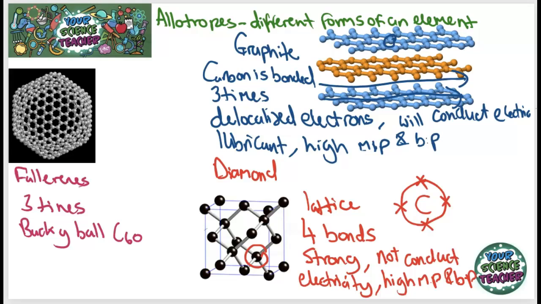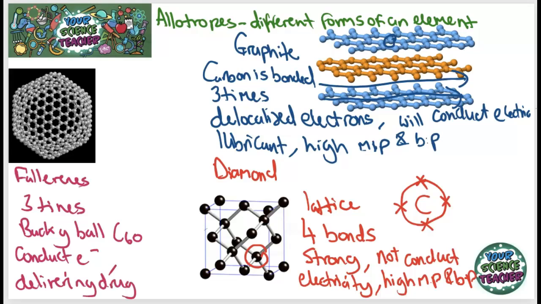And these fullerenes are like graphite. They have a lot of the same properties. They will conduct electricity. But their main function is the fact that they're used in delivering drugs around the body, because you can place the drug inside of that fullerene.